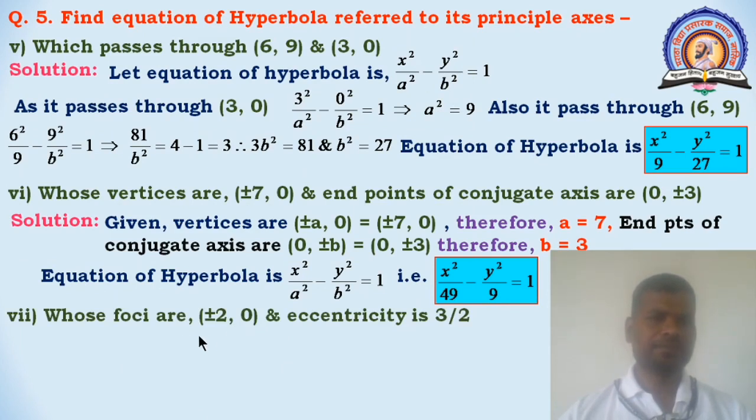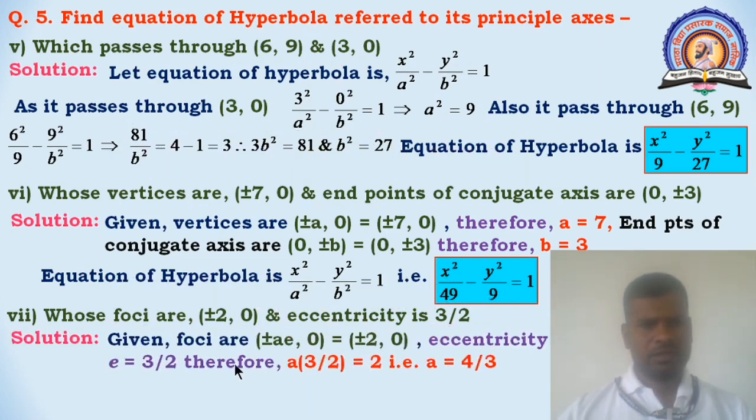Next example is: find the equation of hyperbola whose foci are plus or minus 2, 0 and eccentricity is 3 by 2. Given that foci are plus or minus ae, 0, which is equal to plus or minus 2, 0. So on comparing, we will get ae is equal to 2, and eccentricity is given as 3 by 2. So put the value of e as 3 by 2, we get a is equal to 4 by 3. Eccentricity is known, value of a is known.